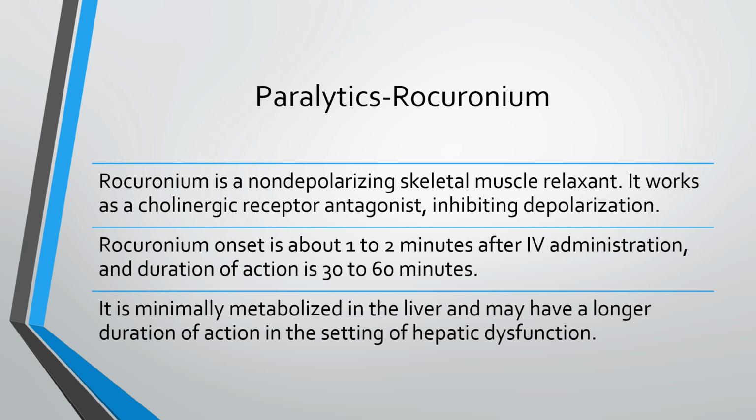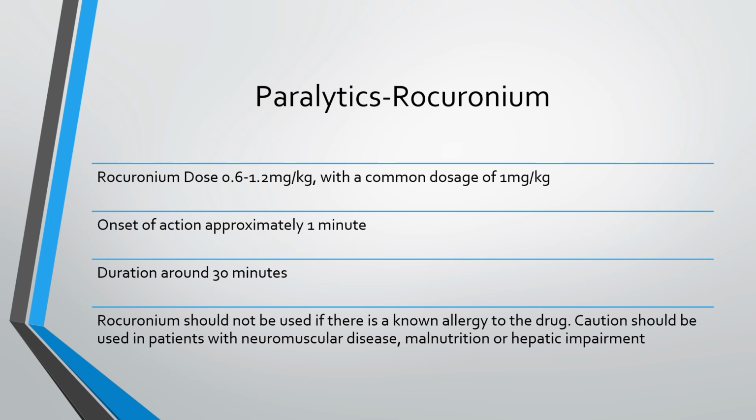So we'll get that 1 minute 30. Sometimes you can get it down even a little bit higher, like 1.5 to 30 seconds, but you have this pretty rapid onset of paralyzation, and then it just lasts longer. It's minimally metabolized by the liver and may have longer duration of action in the setting of hepatic dysfunction. So if the liver's not working as well, it might last longer. It's not always that big of an issue.